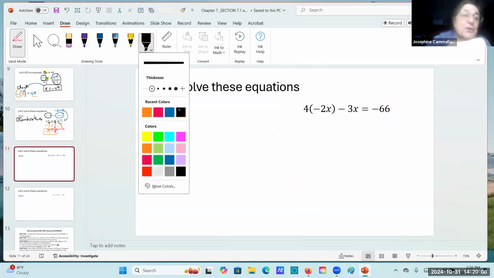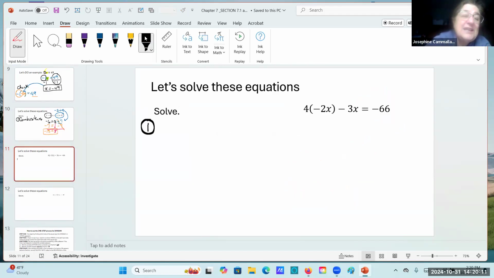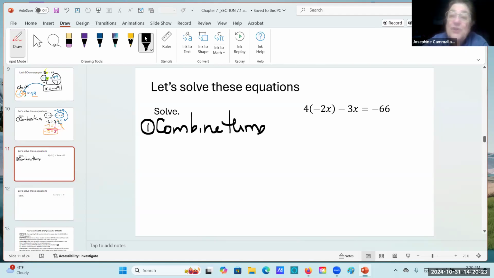Now, let's look at this one. First step we want to do is to combine terms. First off, see this equal sign? Negative 66 is all by itself. It's not moving. We are combining these two terms. Now, 4 next to negative 2 means I have a negative 8x and a negative 3x.